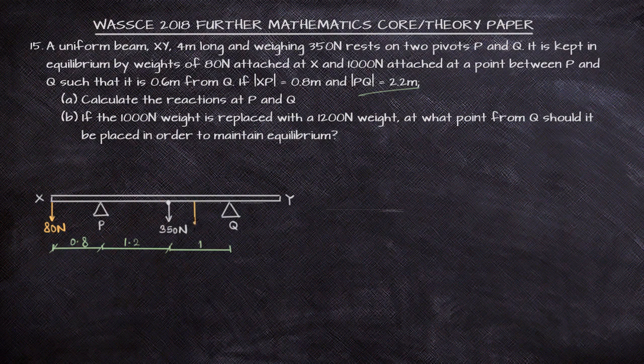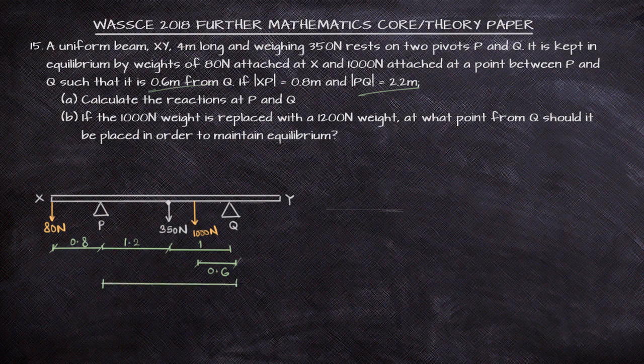So our 1000 Newton weight will be somewhere around here. All right. Now, interpreting the question like this has helped us a lot in solving for the distance from which we are going to find our product of moments. Once we have all this, at the pivots there will normally be some reactions. There will be a reaction at P, and another reaction at Q. And we can check for the distance between all this.